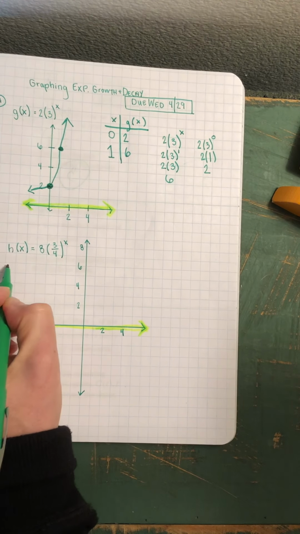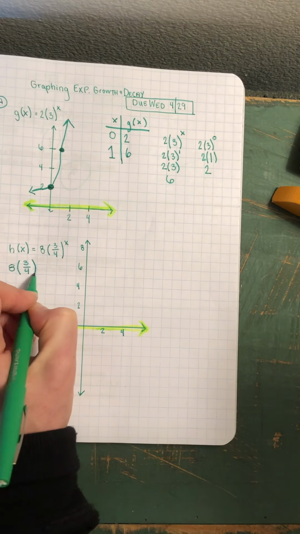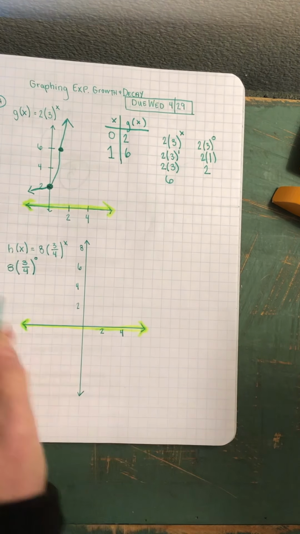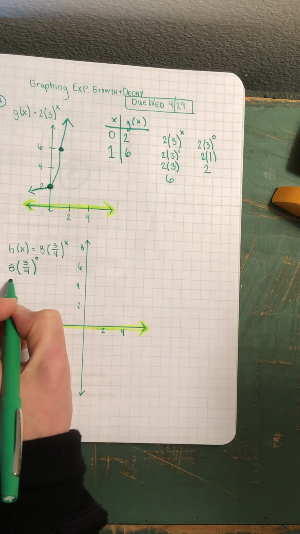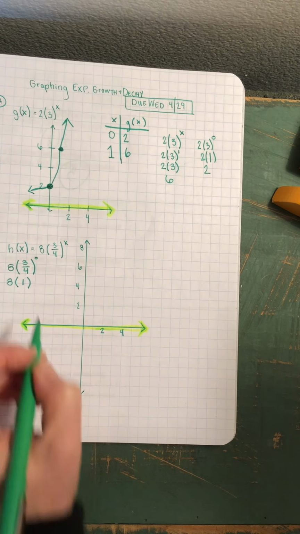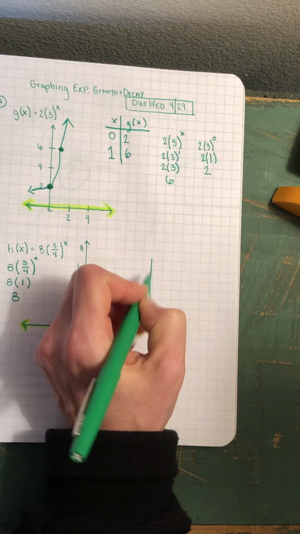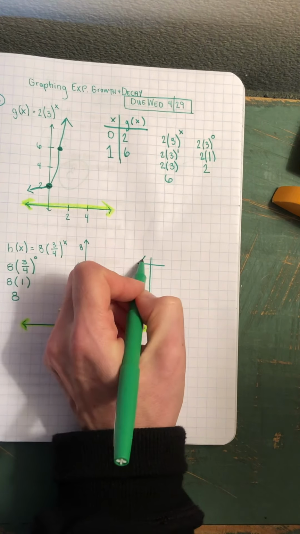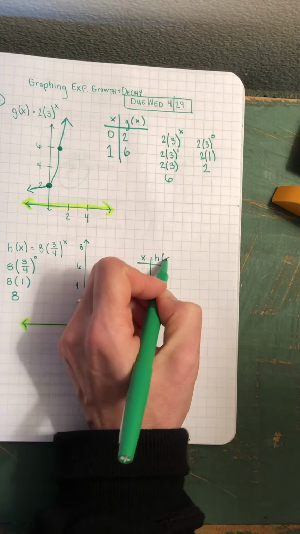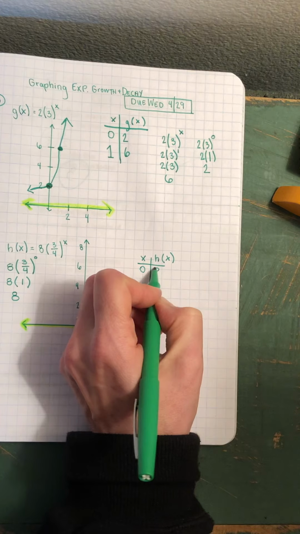So let's plug in 0. And you should not need to plug in 0, ladies and gentlemen. You know what that is. Anything to the power of 0, we have to do exponents first, that would be 1. So that's 8. So in our lovely graph, let's do x and h of x. If our input is 0, our output is 8.